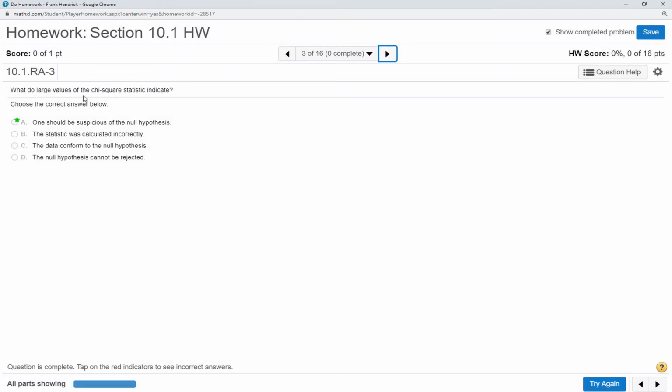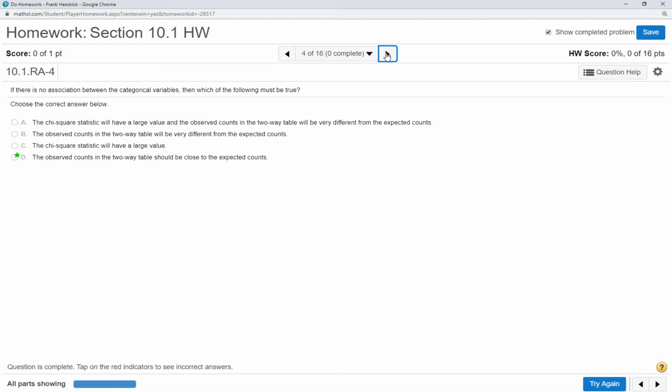What do large values of the chi-square statistic indicate? One should be suspicious of the null hypothesis. If there's no association between the categorical variables, which of the following must be true? The observed counts in a two-way table should be close to the expected counts.